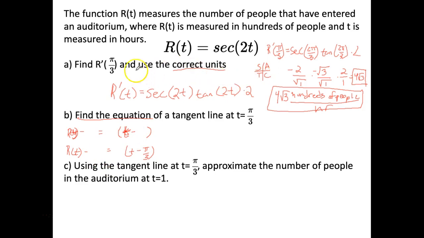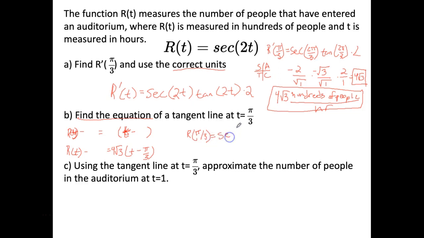Well, look at this. On the previous one, and they like to do this on the test, they asked us to find R prime of pi over 3, which is exactly my slope at pi over 3. So I already know this right here is 4 square root of 3. I got my slope. Now all I need to figure out is my y value, my number of people at that point. So all I need to do is R of pi over 3. I just need to plug it into the function.